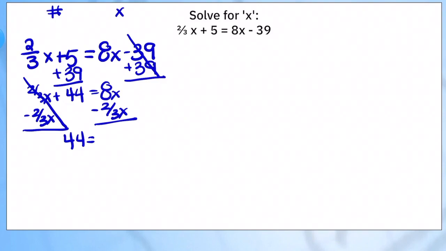I need to do some regrouping, so I'm just going to turn this into 7 and 3 out of 3 x minus 2/3 x. Okay, nice and calm. That's going to give us 7 and 1/3 x.